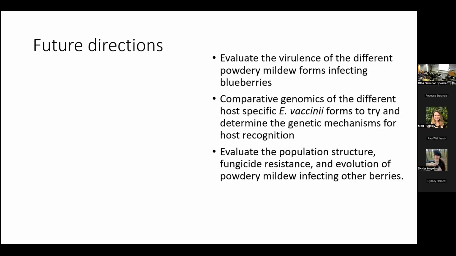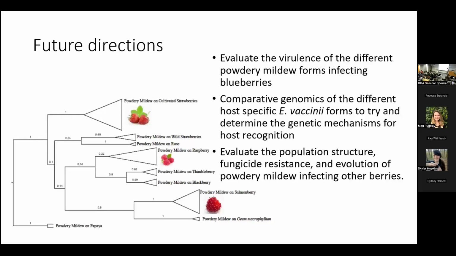Also, we can look at this same phenomenon in other systems, just like I showed you with oats. No one else is studying any of these powdery mildews, so it's really open. Here's just an example. We're seeing the exact same thing with strawberries. This is a big problem, especially in greenhouse-grown strawberries. And you can see that whether the powdery mildew infects different hosts, it's all forming these phylogenetic clades. So powdery mildew on cultivated strawberries is up here. Wild strawberries, roses, raspberries, thimbleberries, blackberries, they're all genetically separate. So we could do this same approach on a different system.